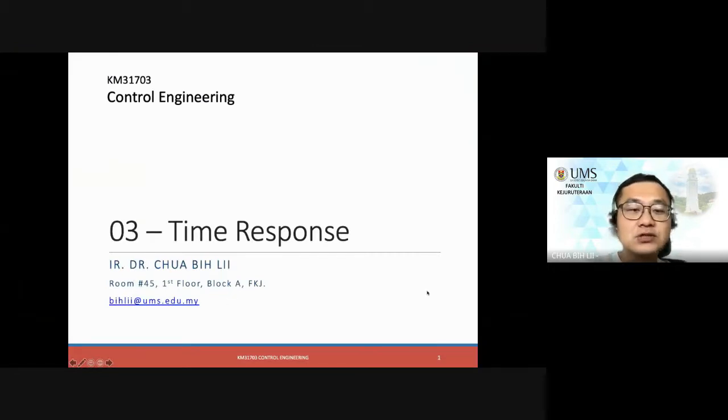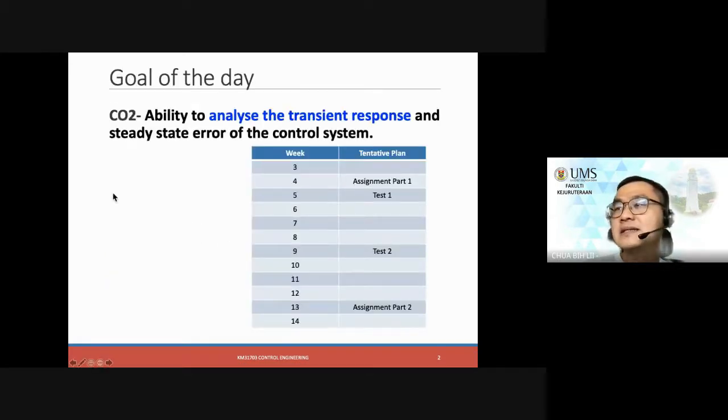So this would be our chapter 3, which is related to the time response. Time response would be the first type of analysis. After we form the block diagrams, what we would like to know next is what happens to our system when a type of input or signal is inserted into it. We would like to know the response of it. We call that the time response.